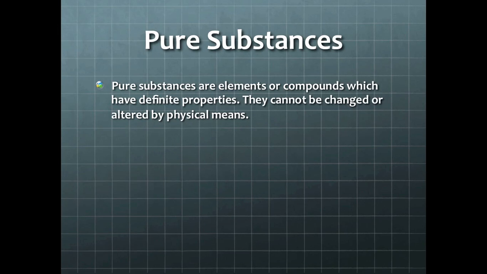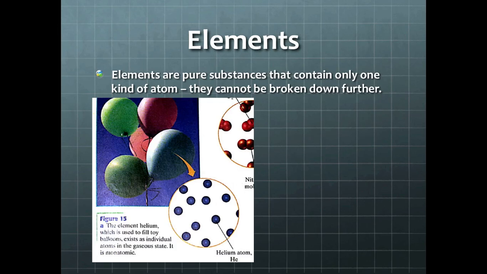Pure substances are elements or compounds which have definite properties. They cannot be changed or altered by physical means. Elements are pure substances that contain only one kind of atom. They cannot be broken down any further.